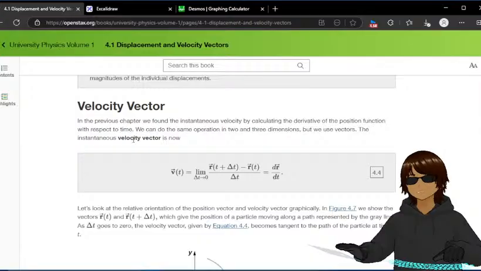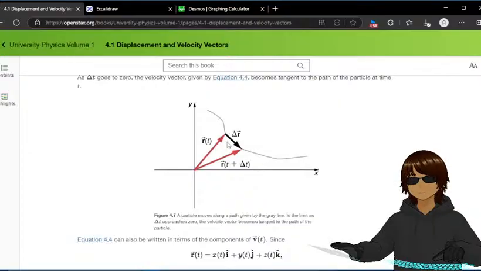In the previous chapter, we found the instantaneous velocity by calculating the derivative of the position function with respect to time. We can do the same operation in 2 and 3 dimensions, but we use vectors. The instantaneous vector velocity is now, so the vector is now, this is a vector velocity. Take the position and we derive it.